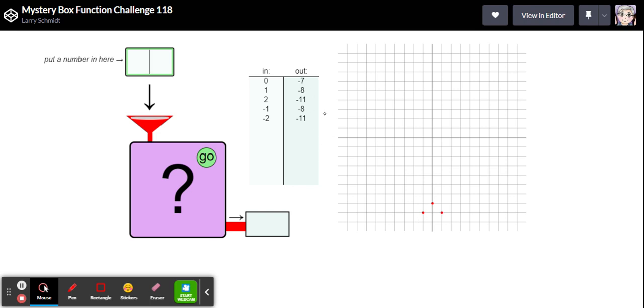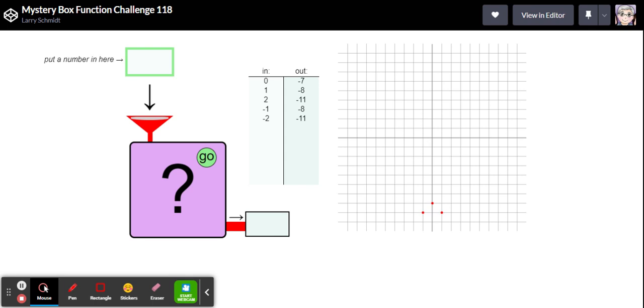I'm going to say it's a parabola, and the reason is that when we move from 0 to 1, that was a change of 1. We went 1 down. But when we moved from 1 to 2, one more step over, we actually went down 3 from -8 to -11. So I'm pretty sure this is a curve. This is a parabola. But let's visualize that.